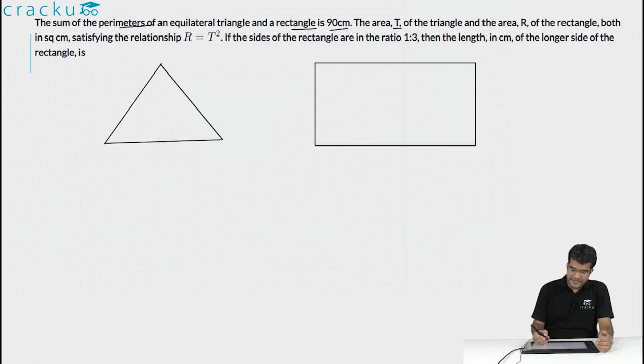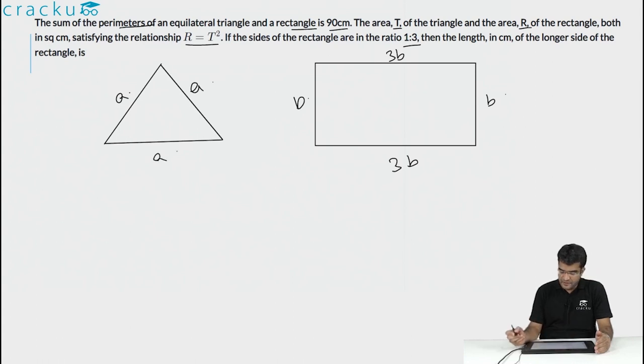We are also told that the area of the triangle, if it is considered to be T, and the area of the rectangle, if it is equal to R, share the relationship R = T squared. We are also told that the sides of the rectangle are in the ratio 1:3. So let us assume that the sides of the rectangle are B and 3B. This is 3B, this is 3B, and this is B. And let us assume that each side of the equilateral triangle is say small a. So this is a and a. Now we are required to find out the length of the longer side of the rectangle. That is, we are required to calculate what is the value of 3B. We are given one relationship.